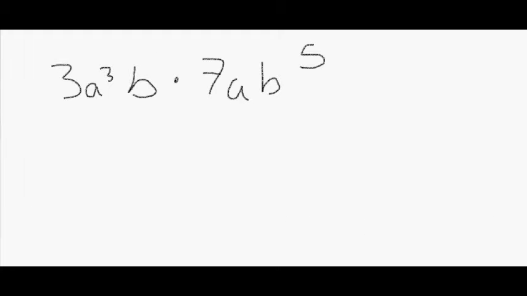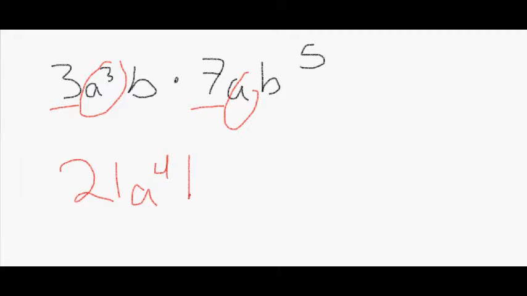Now for number 22, we have 3a cubed b times 7ab to the 5th. We just multiply the terms. 3 times 7 is 21. So next problem, is it the same philosophy? Except you've got these parentheses. Well, actually, it's not the same philosophy. Let me show you.